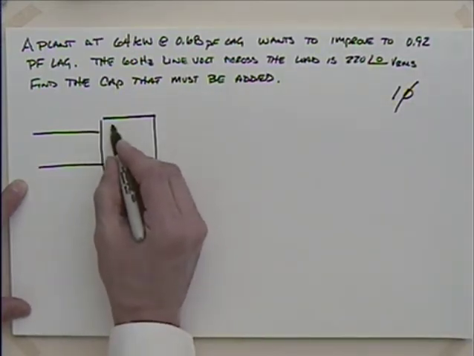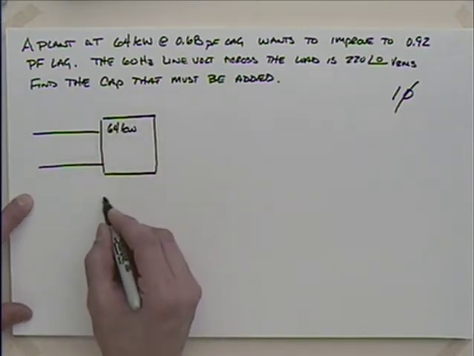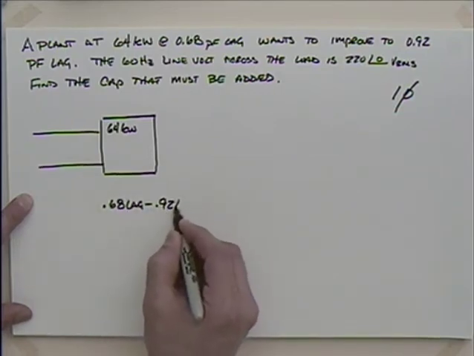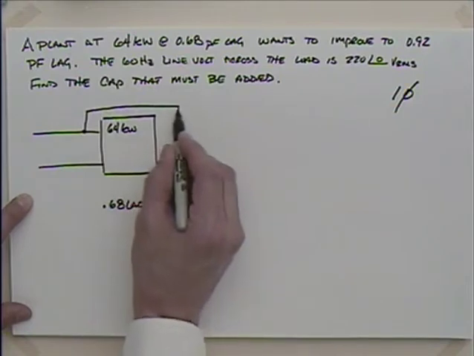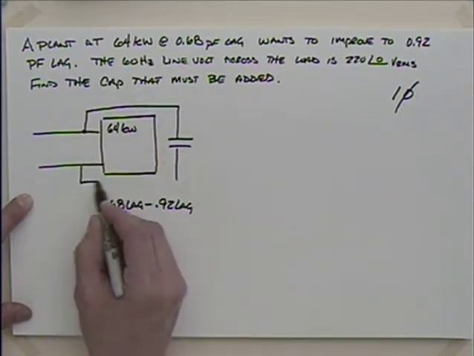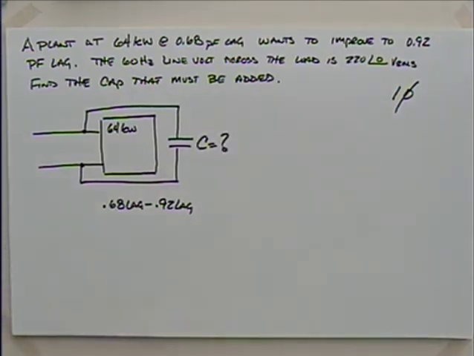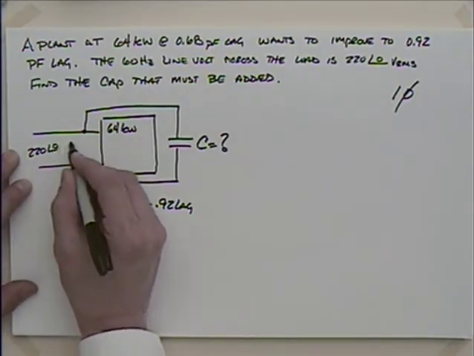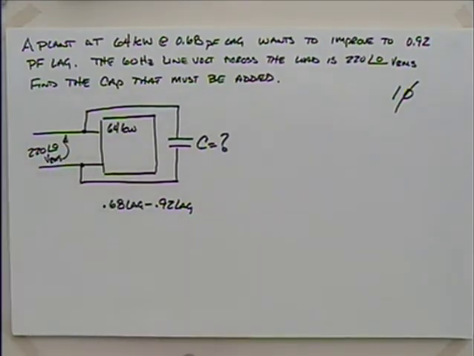Okay, so currently we have 64 kilowatts, and we're trying to go from 0.68 lagging to 0.92 lagging. That's our power factor. And we're going to do that by putting a capacitor across here, like that. We'd like to find out what the value of the capacitance is. So we're told the voltage here is 220 at 0. That's VRMS. We'd like to figure out the value of the capacitance we have to do this.